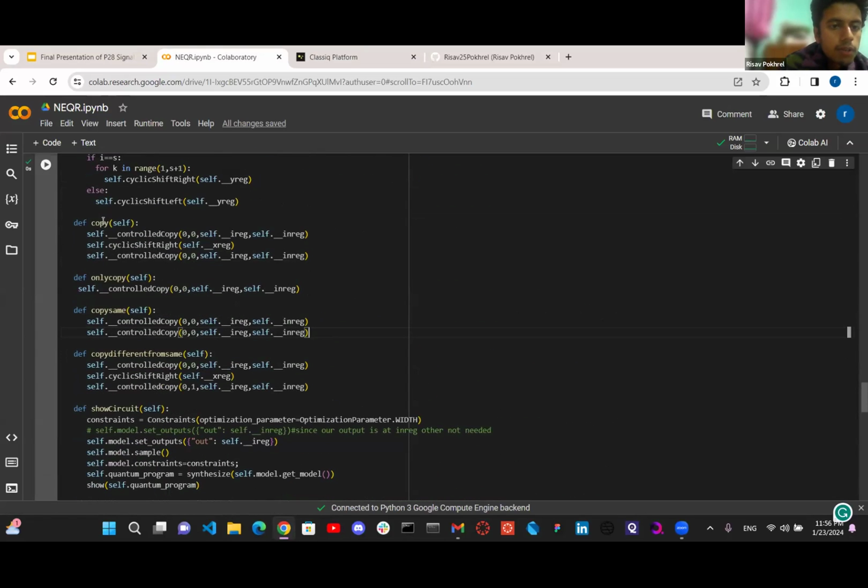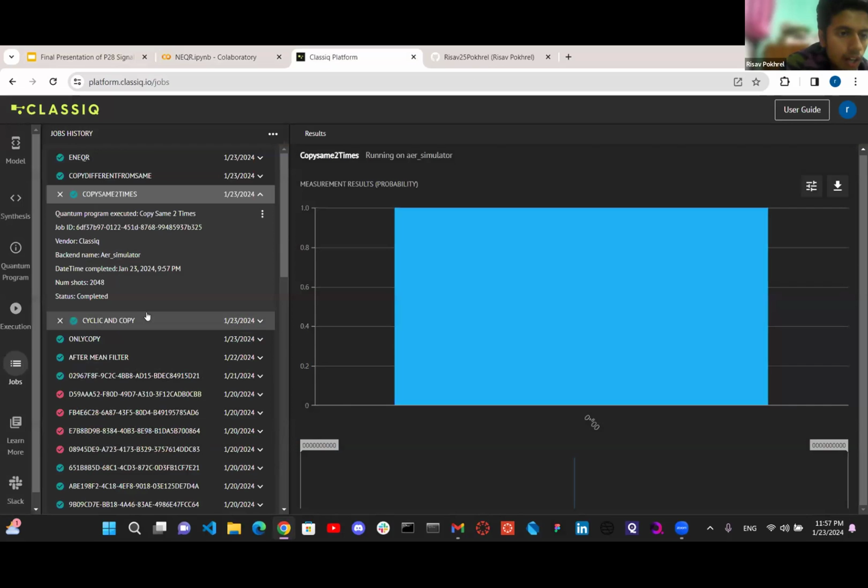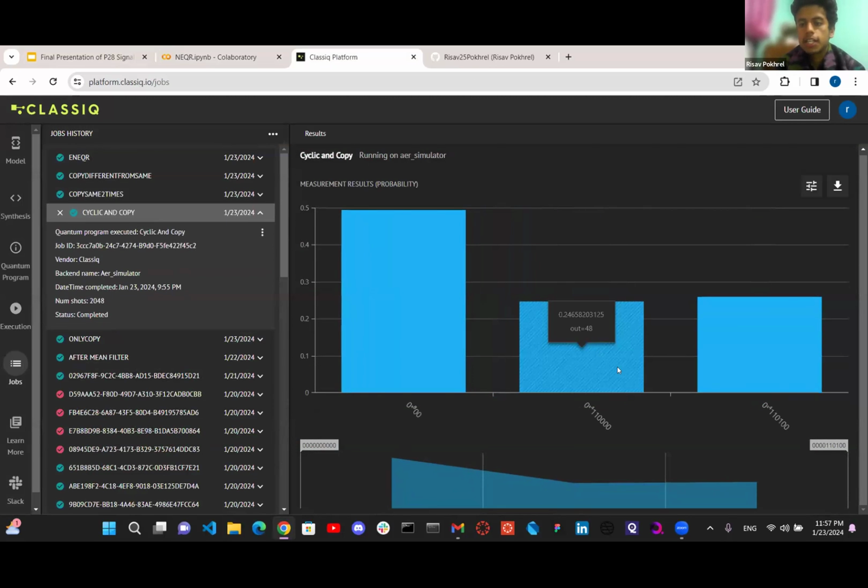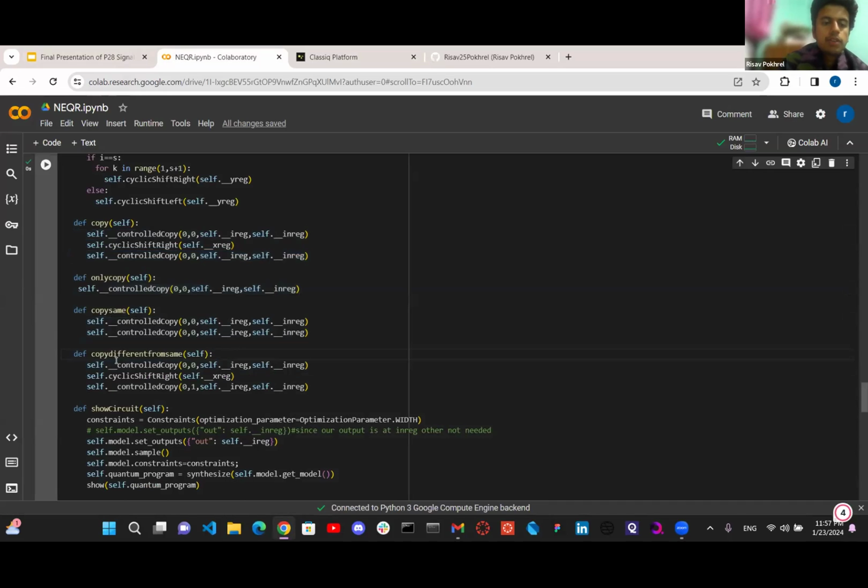Now copy. When we copy this 0 0 state, if the cyclic shift right operation doesn't work, then we expect to receive 0 0 with 100% probability. But when we apply this cyclic shift operation and have this same copy state, it will give a different result. As expected, we have two different outputs. Now let's focus on this: we first copy this 0 0 state, and then we have a cyclic shift right.